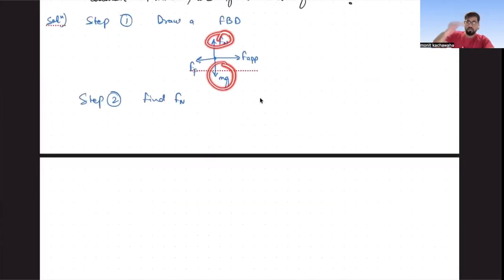There is no up and down motion, right? In vertical direction, there is no motion. It is only moving in horizontal. So in vertical direction, if there is no motion, can I say mg is equal to Fn? Say yes or no. Yes. So mg is equal to Fn, right?